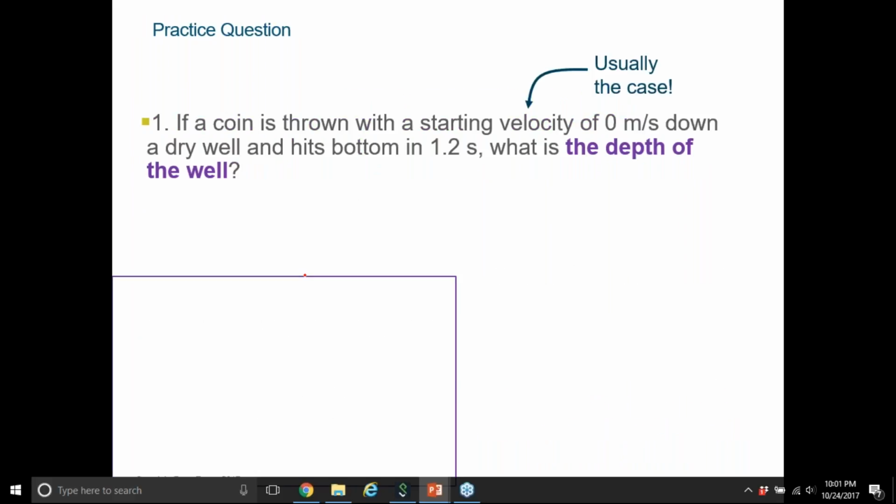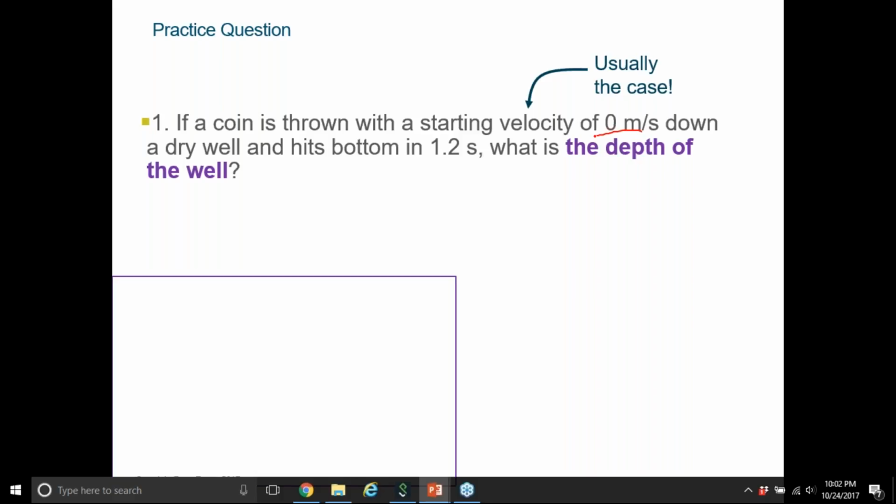So some example questions here. If a coin is thrown with a starting velocity of 0 meters per second down a dry well and hits the bottom in 1.2 seconds, what is the depth of the well? First of all, it was nice enough to tell us in this problem that the starting velocity is 0. That will not always be spelled out for you, but that's usually the case. If something is being dropped, it started out not moving, so it started out with 0 and then it was dropped. It's let go and now it's moving.